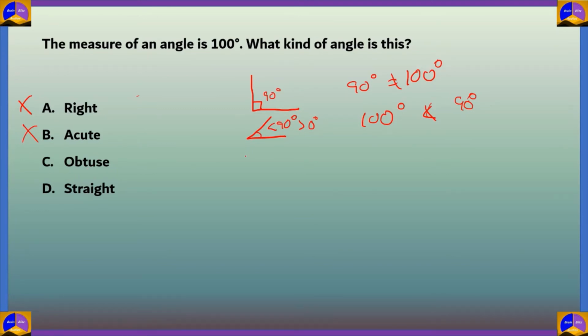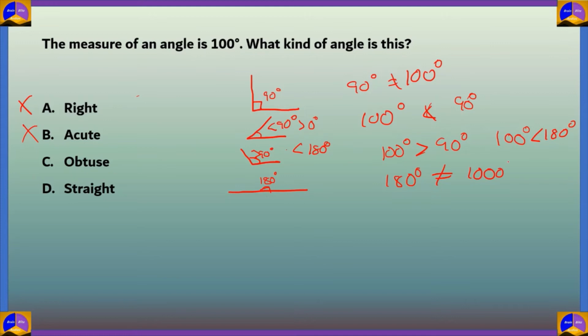An obtuse angle is an angle that is greater than 90 degrees and less than 180 degrees. 100 degrees is greater than 90 degrees and it is also less than 180 degrees. Let's look at option D, straight angle. A straight angle is an angle that is straight, which is 180 degrees. Now 180 degrees is not equal to 100 degrees, so option D is incorrect. The right option is option C, obtuse angle.